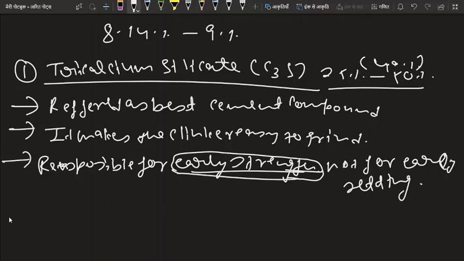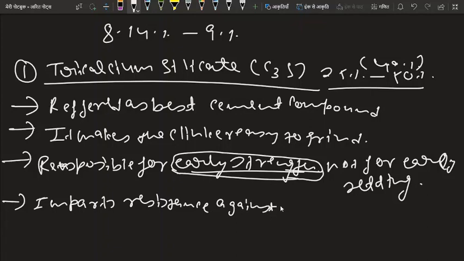And what is the next part? It imparts resistance against freezing and thawing.